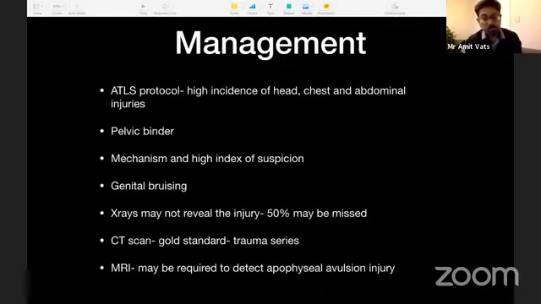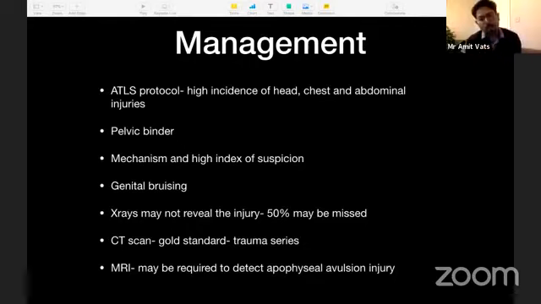X-rays may not reveal an injury in 50% of the cases. Therefore, CT scan is the gold standard and should routinely be performed as a part of the trauma series from the chest down to the pelvis, and may or may not include the head and the neck.